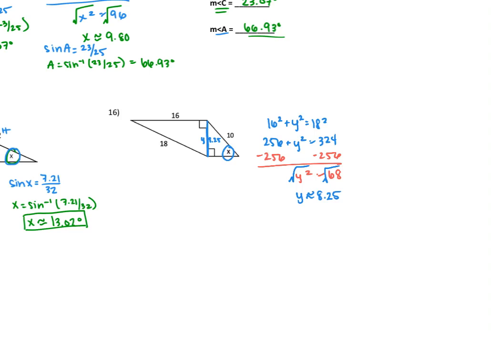So if x is my reference angle, 10 is my hypotenuse, 8.25 is my opposite, this bottom side is my adjacent, so OH, I'm going to use sine. So sine x equals 8.25 over 10, and then we're going to use inverse sine. We get x is approximately 55.59 degrees.